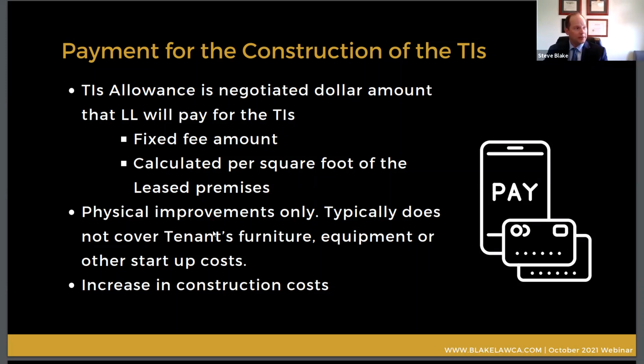And typically the payment and the construction of the tenant improvements relates to the physical improvements only, such as moving walls, installing floors, lights, ceilings. It doesn't cover things like the tenant's furniture, office chairs, desks, equipment, maybe for a restaurant, like a coffee maker or an ice cream machine, something like that. So it doesn't cover those types of costs. Tenant improvements are typically limited to the physical improvements only.